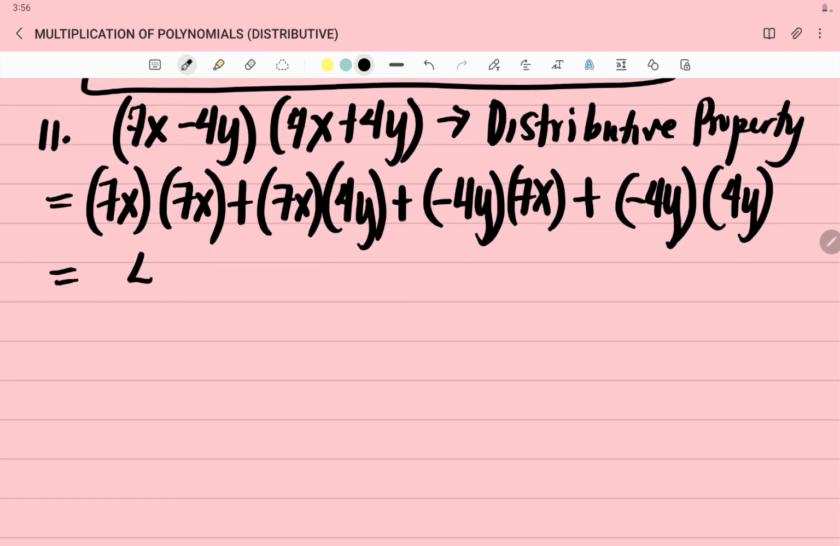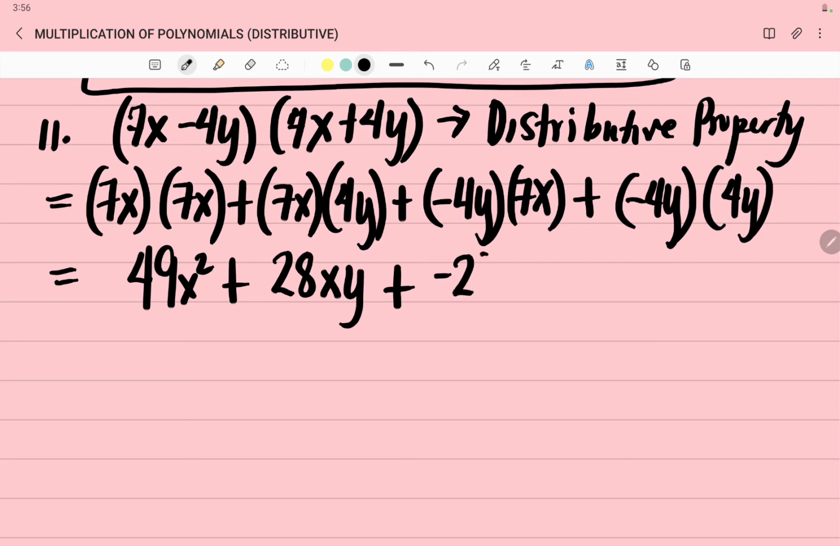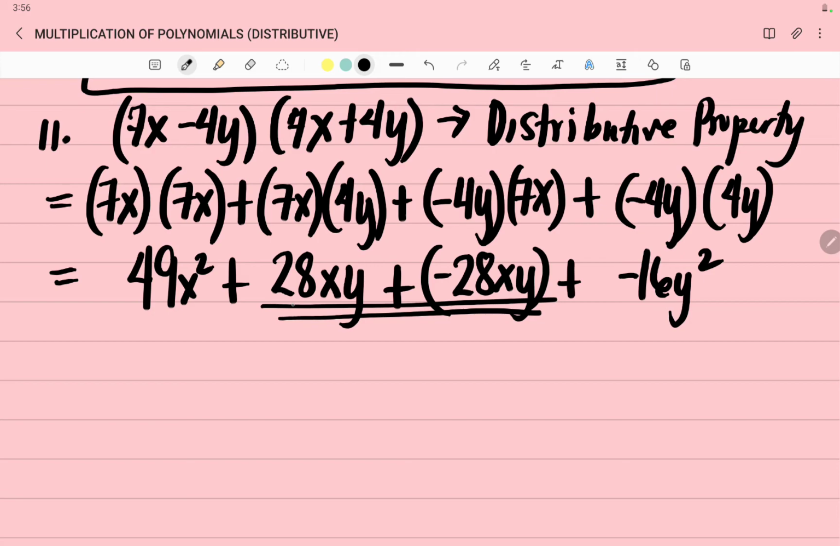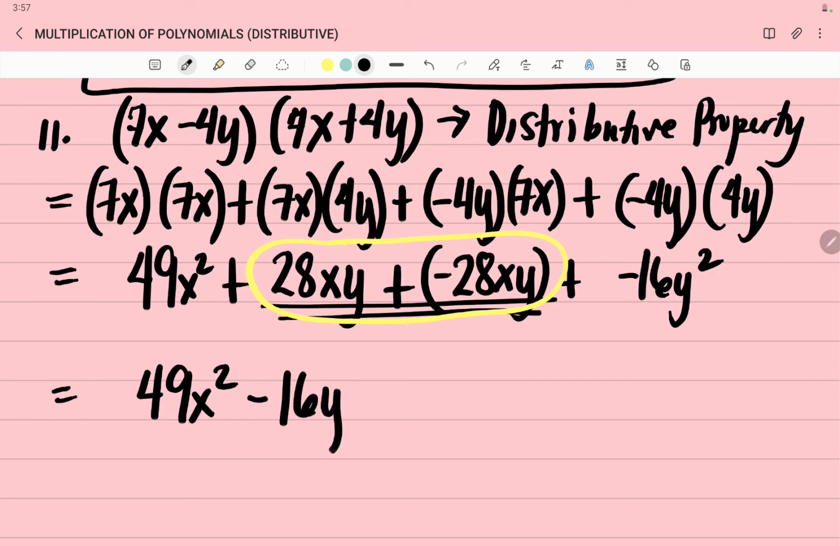So we have now 49x squared plus 28xy plus negative 28xy plus negative 16y squared. So combine like terms, we have 28xy plus negative 28xy, that would be 0. So we have now our final answer as 49x squared minus 16y squared. So that is our final answer.